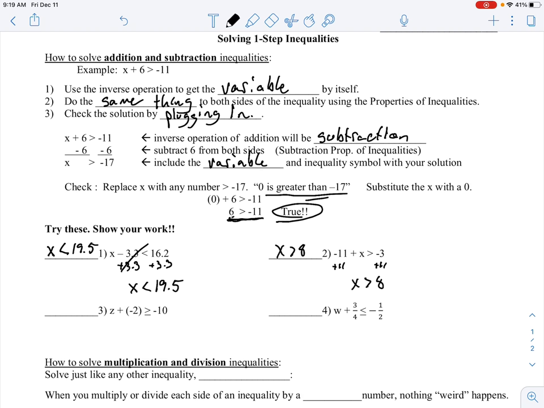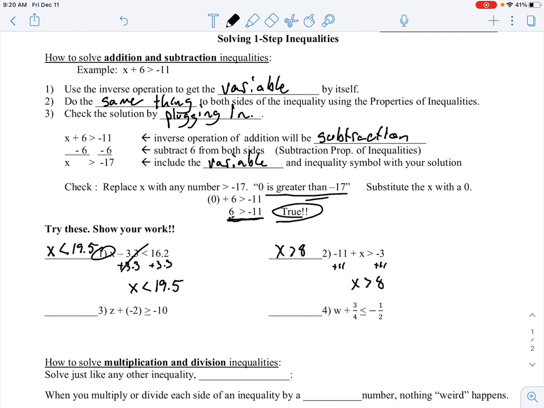Instead of one solution for an equation, we have many, many solutions. In number 1's case, anything less than 19.5 will work. So 0 will work, 1 will work, 2 will work, 2.5 will work, and you see how we can get infinitely many solutions from that.